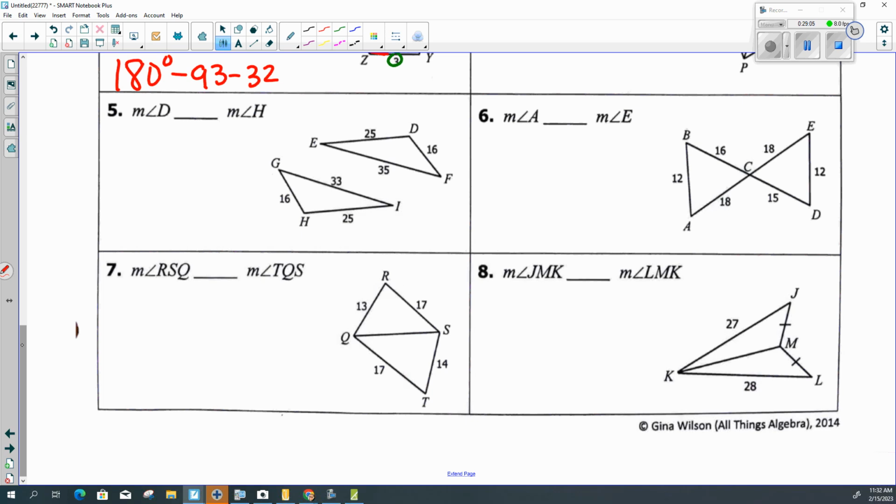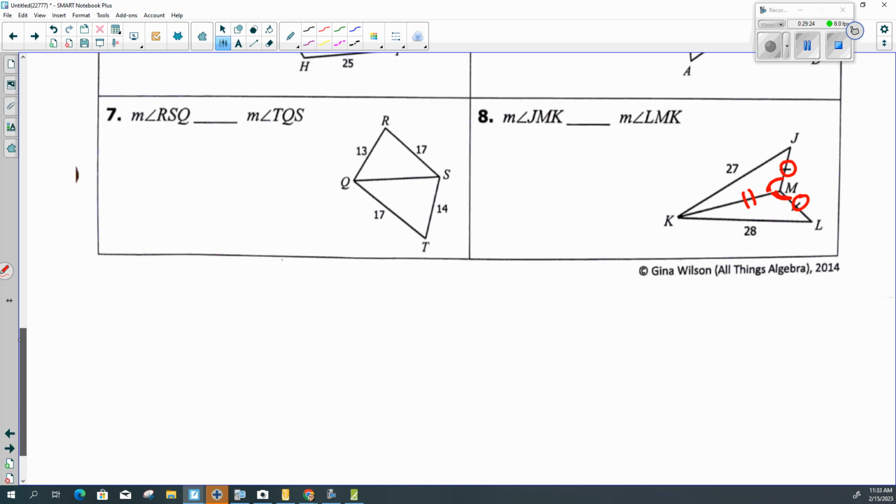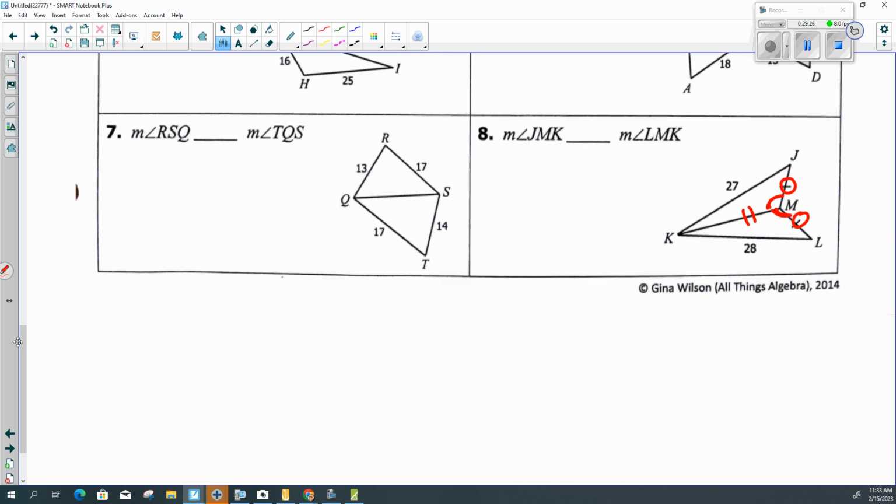So let's look at a hard picture. Let's look at this picture here. Okay, so we have pencil, we have marker. So the included angle is here and here. And we're trying to decide which one's bigger. So again, I'm thinking about hinges. How do I know which one is bigger?